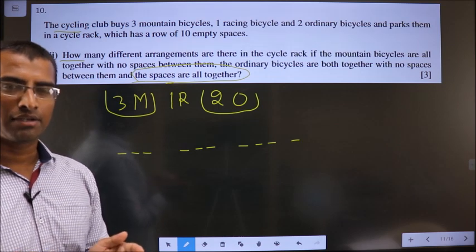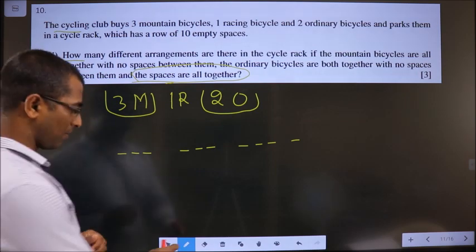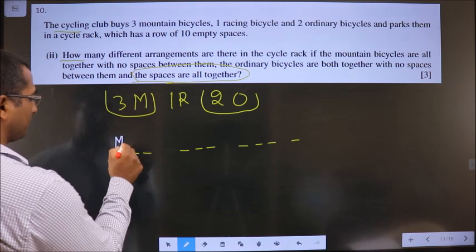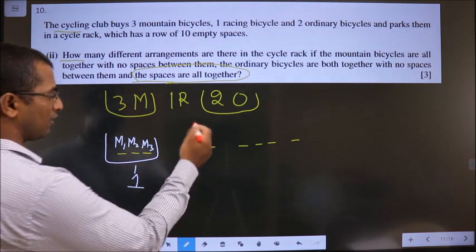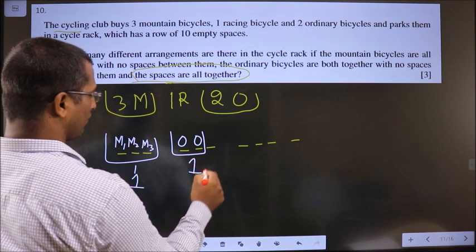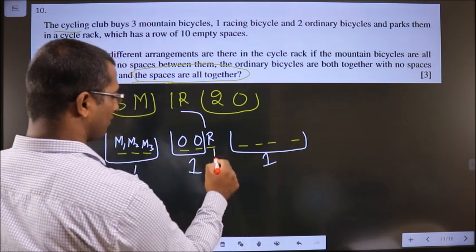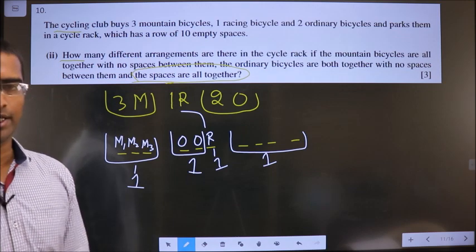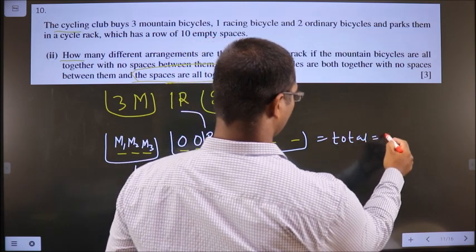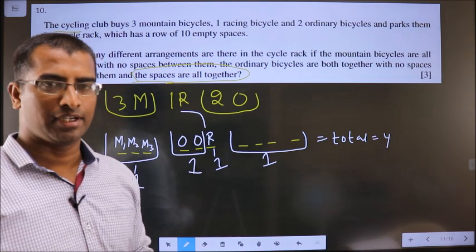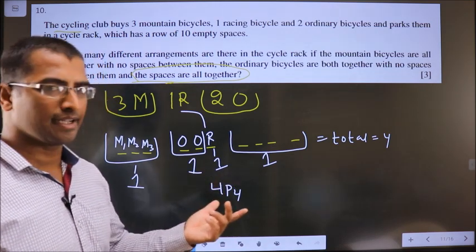I should make sure that mountain bicycles are together, ordinary bicycles are together, and also the spaces are together. On whatever together condition is there, make them one unit. So here mountains, M1, M2, M3, consider them to be one unit, and also 2 O's, so one more unit, 1 R, then these 4 will be empty. Consider the empty ones also one more unit, because they should also be together. Now total, 1 plus 1 plus 1 plus 1, so total is 4. These 4 can be shuffled in 4P4 ways. None of them are identical, so no division will come.